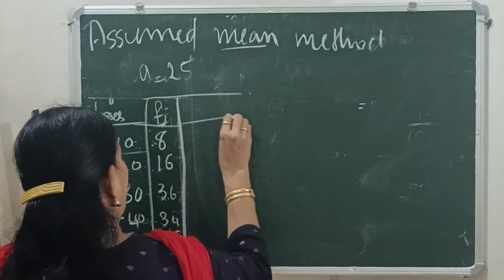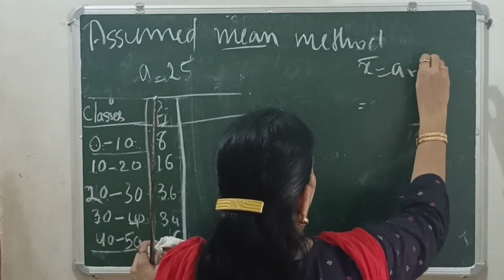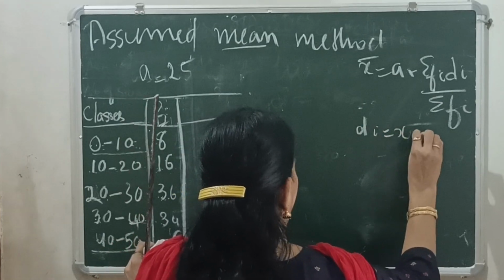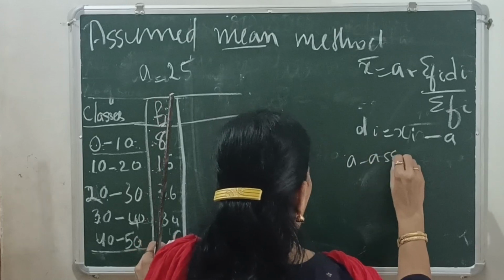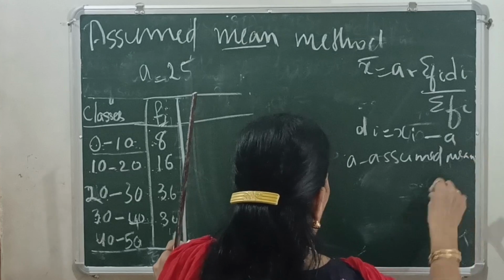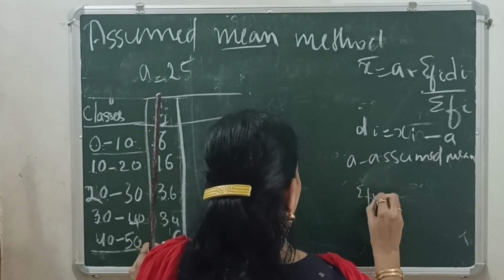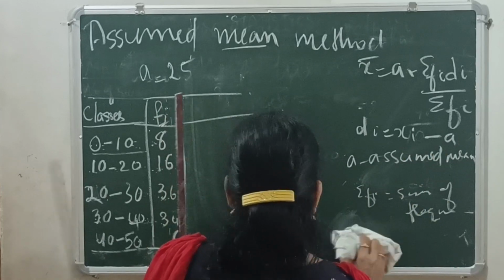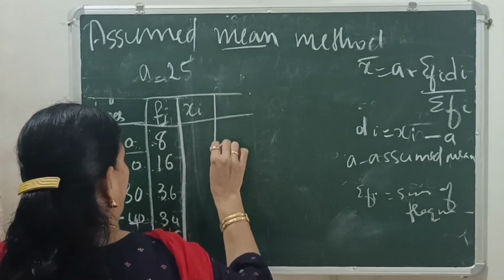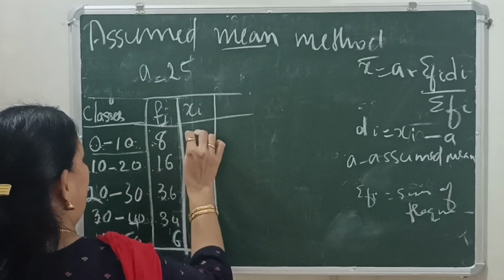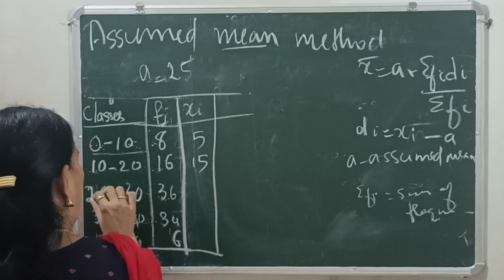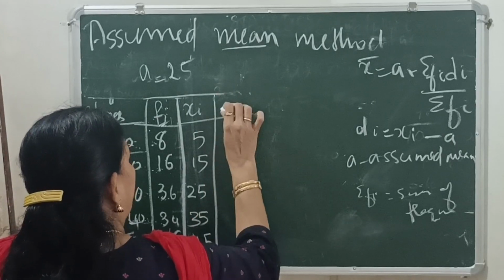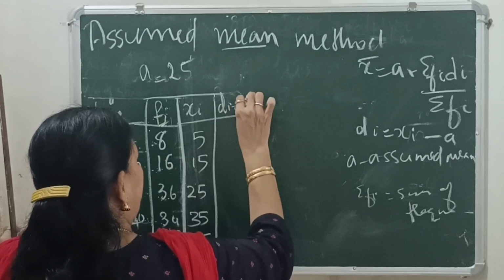Assumed mean method once more. X bar equals a plus sigma fi di by sigma fi, where di equals xi minus a, the assumed mean. Sigma fi is the sum of frequencies. We have studied xi as the mid value: 0 plus 10 by 2 is 5, 10 plus 20 by 2 is 15, 20 plus 30 by 2 is 25, then 35 and 45. Then di equals xi minus a.